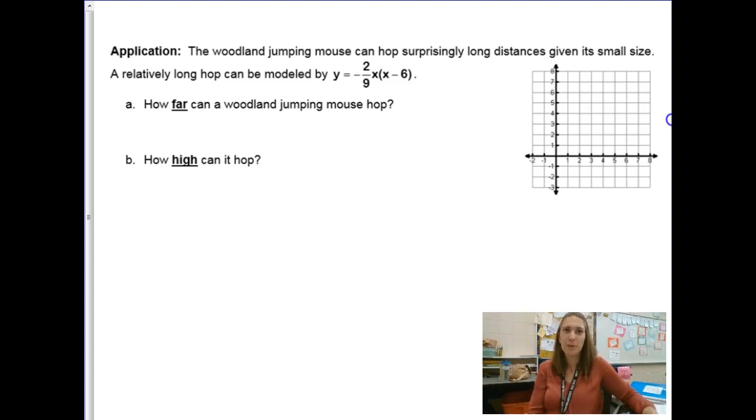Oh, they're adorable. They're teeny little mice with huge feet, and they kind of look like kangaroos, and they jump super far. So even though he's tiny, it doesn't matter. He can hop a pretty long distance. How far can the mouse hop?